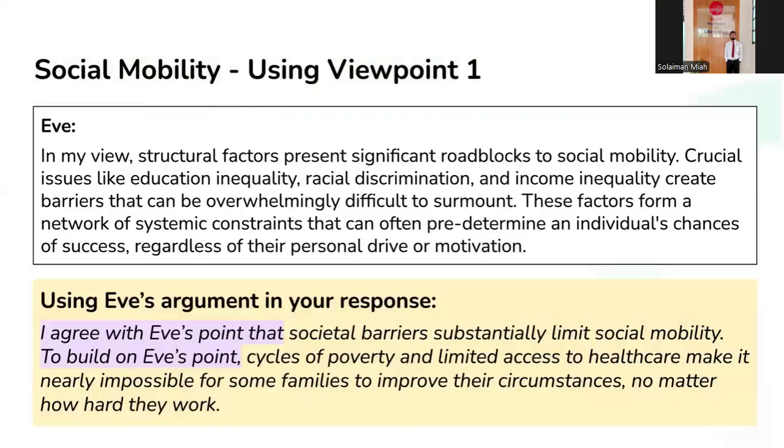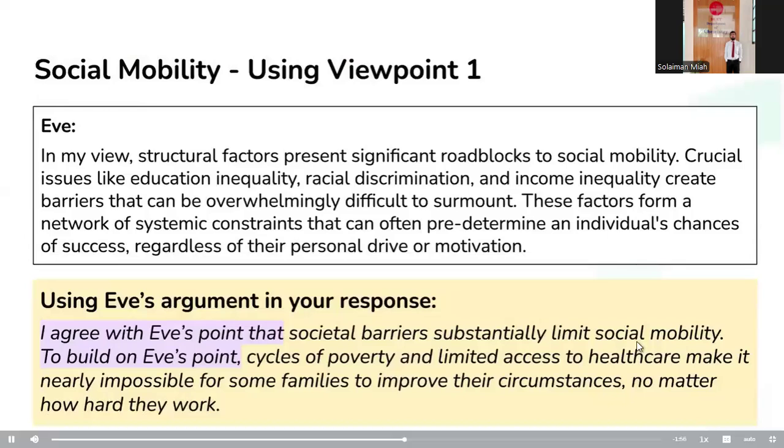If you agree with Eve, your goal is to cite her idea, paraphrase it, and then use it to support your own argument. For example, using a phrase from the agreeing with a student menu in our template guide, a response might say, "I agree with Eve's point that societal barriers significantly limit social mobility." The key here is to keep Eve's core idea, but state it with different wording.